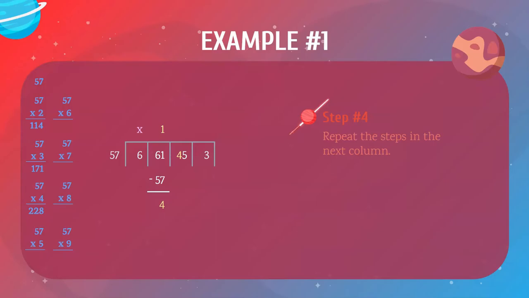Now we're going to repeat the steps. This is a little tricky here. Don't be fooled by it. 45 is less than 57. Therefore, 45 is not divisible by 57. So 57 does not go into 45. So 0 times 57 is 0. We subtract, we get 45. So we need to trade 45 tens into the ones column.